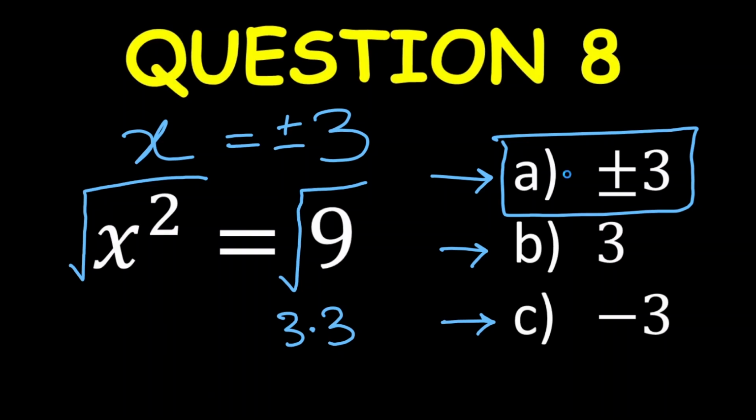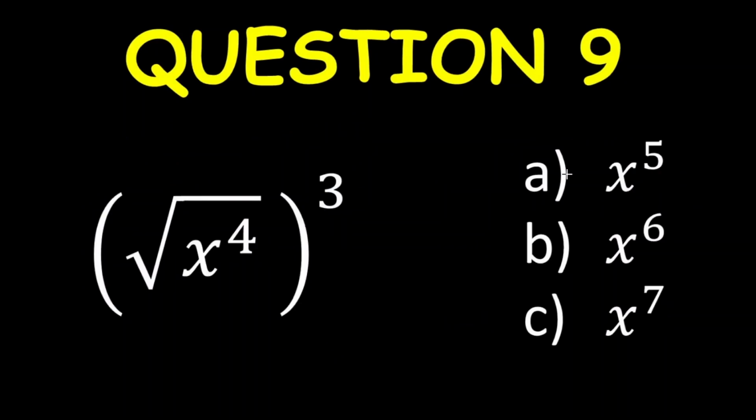We go to question number 9, which is: what is the square root of x raised to the power of 4, all in bracket, to the third power? Option A is x raised to the power of 5, B is x raised to the power of 6, C is x raised to the power of 7.